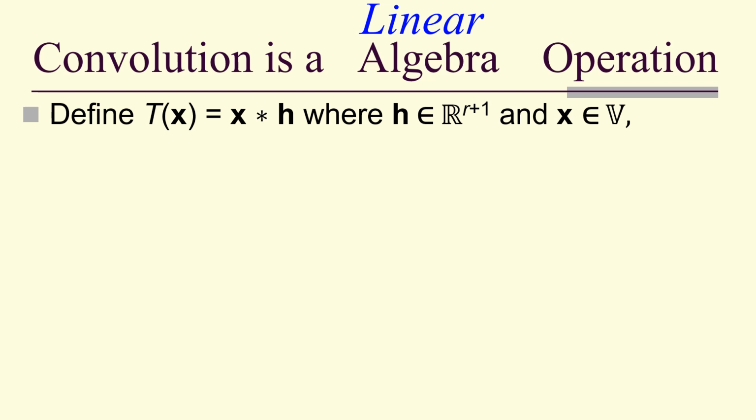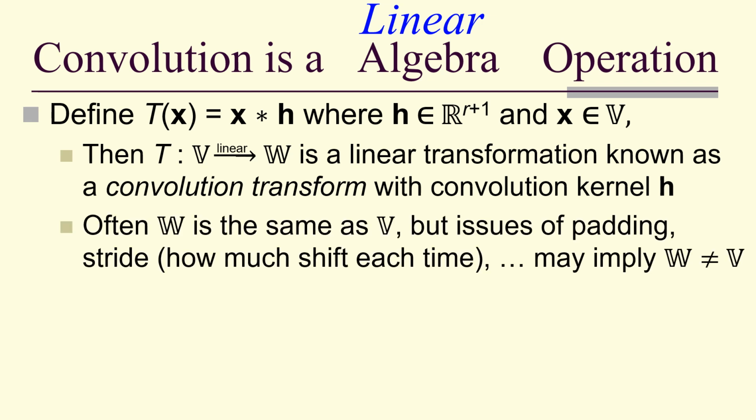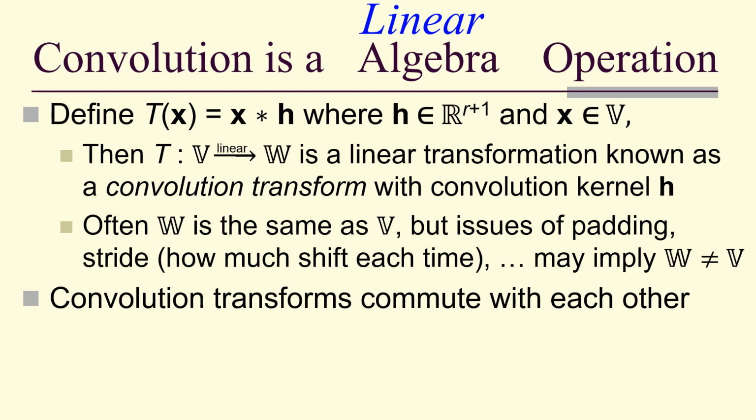So if I define T of X as X star H, X convolution H, then it's a linear transformation known as a convolution transform with convolution kernel H. Often, the vector space W is the same as V, and depending on how we handle padding and stride, how much we shift each time, we may not have W equal to V, but we can use padding and manipulate the output so that we get the same shape if we need that.